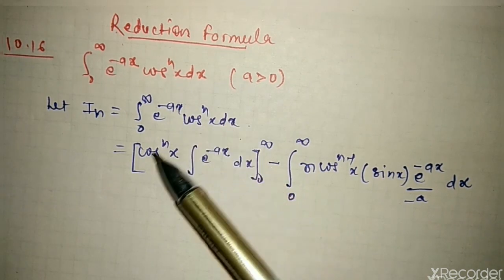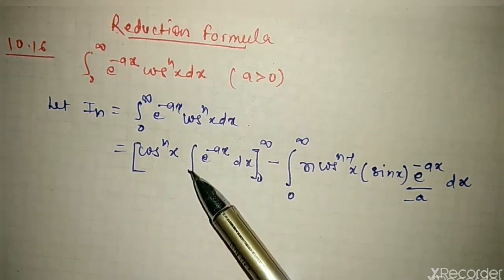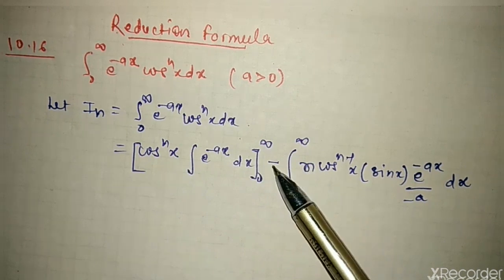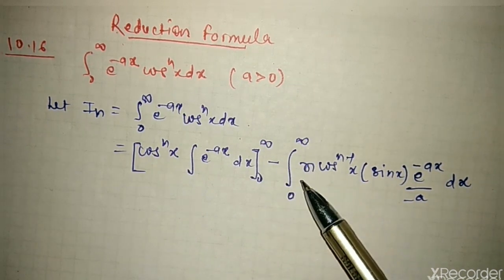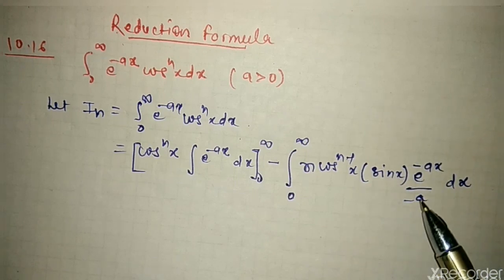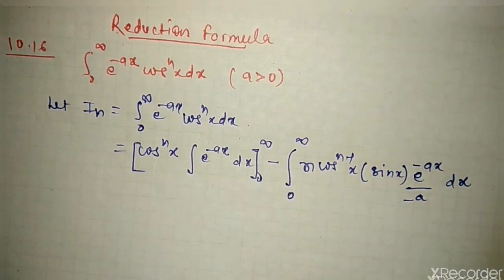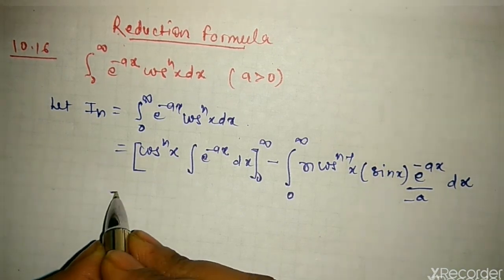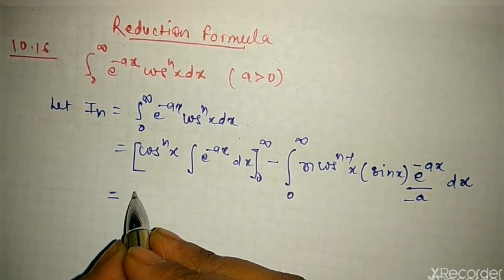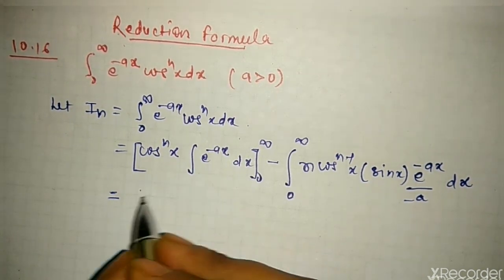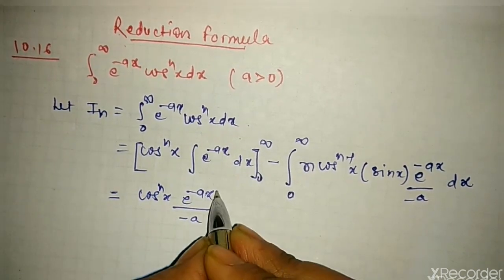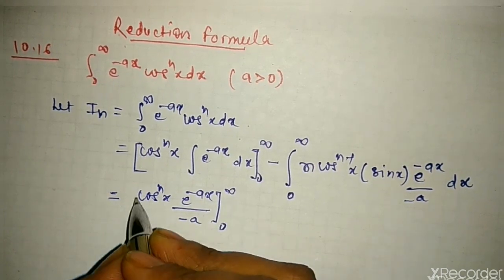Applying by parts, we get cos nx times the integral of e to the power minus ax dx, from 0 to infinity, the whole limit, and then minus the integral from 0 to infinity of n cos^(n-1)x sin x times e to the power minus ax divided by minus a, dx. Now proceeding, this equals 1 by a on integration: cos nx e to the power minus ax divided by minus a from 0 to infinity.